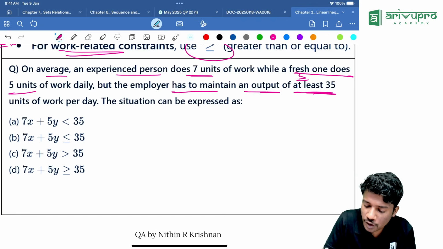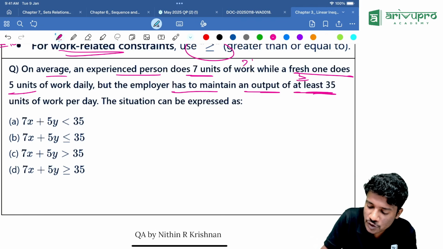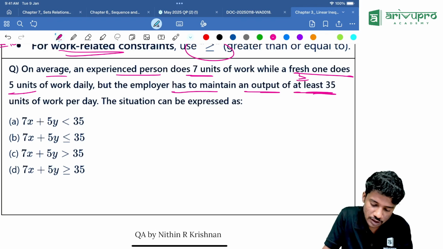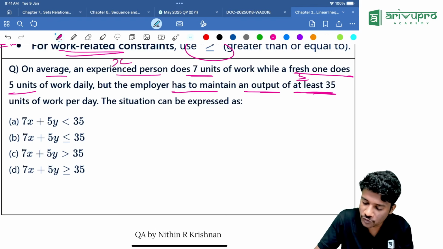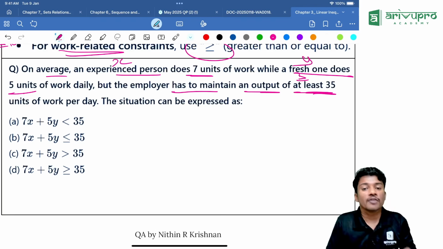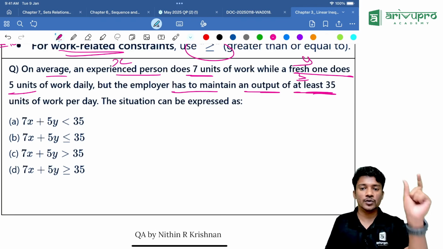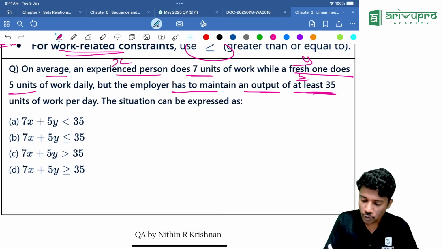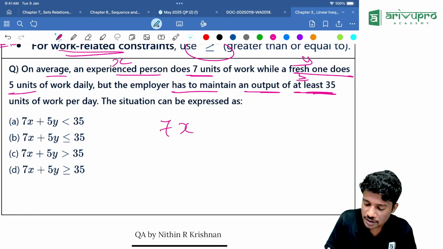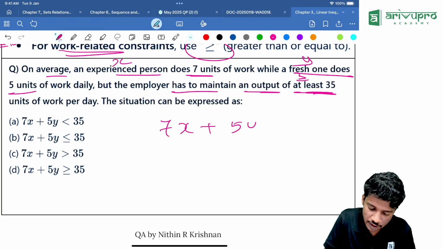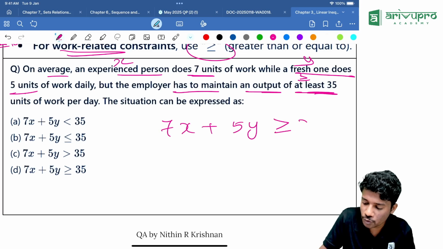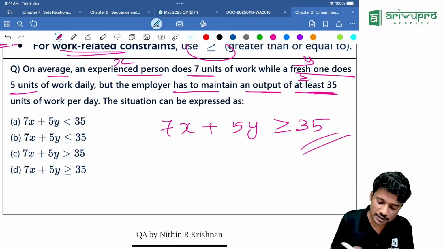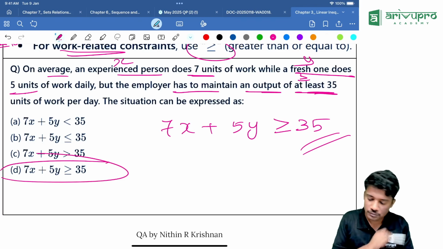Now, we can call the experienced person X. And the fresh one? Y. Whichever is mentioned first, we will use X, and whichever is mentioned second, we will use Y. So what do you think? 7x plus 5y is greater than or equal to 30y. What is the answer? Option D.